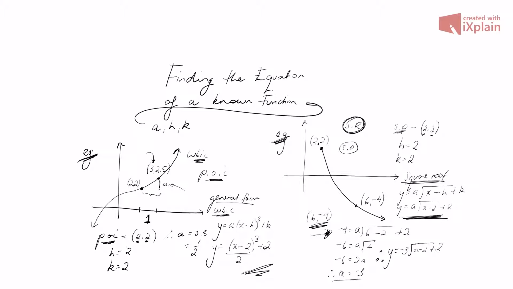I hope that helps with finding equations of functions where we can see them in the factorized form, the a, h and k form. If you want any other examples, just let me know. We'll be working on some more of these in class. So let me know how this feels and if you need any more help.